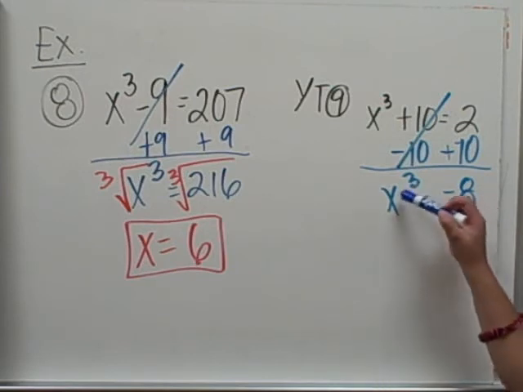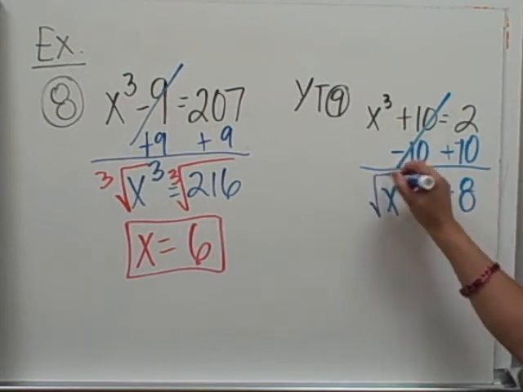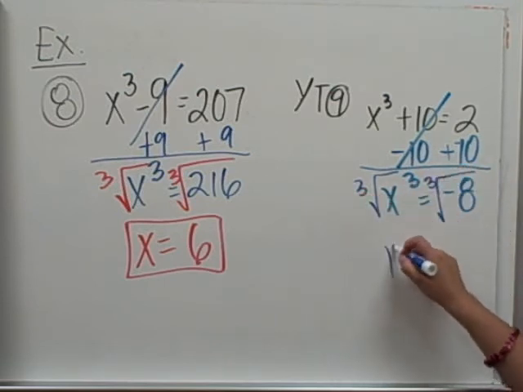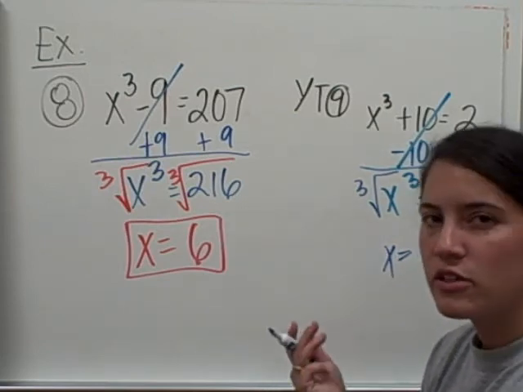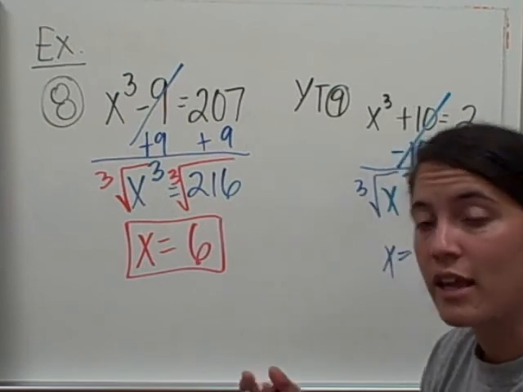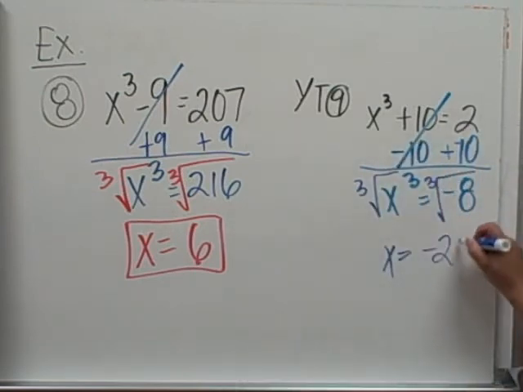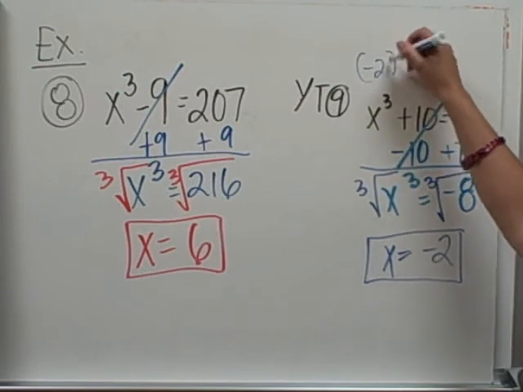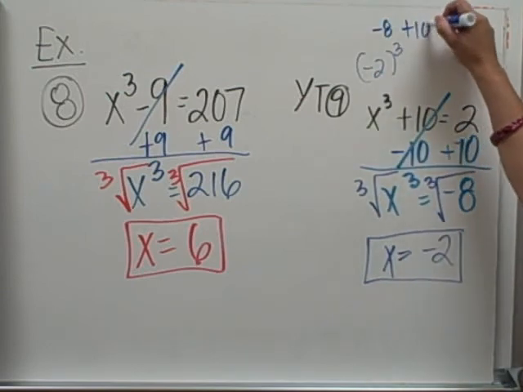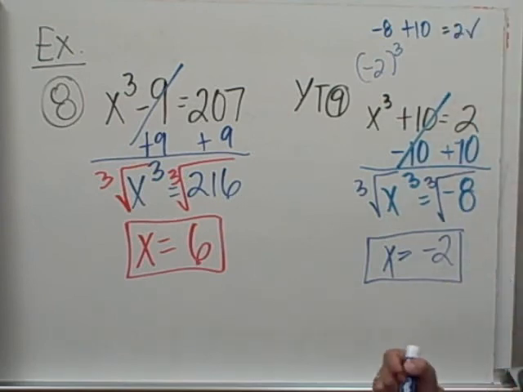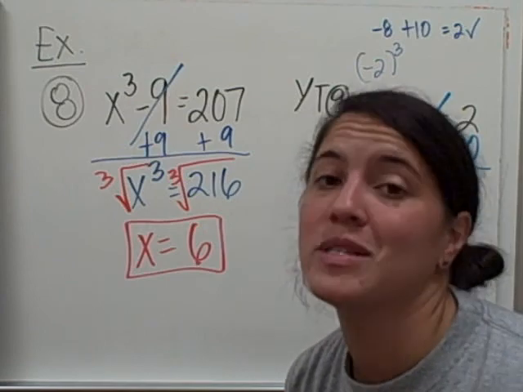And now I have x cubed, so I'm going to take the cubed root. The cubed root of x cubed is x. And this is where it can get tricky. What did you get for the cubed root of negative 8? Because remember, a cubed root of negative 8 is going to be negative 2. And then negative 2 cubed is negative 8, and negative 8 plus 10 is positive 2. So that checks out. So we will work more with cubes and cube roots tomorrow.